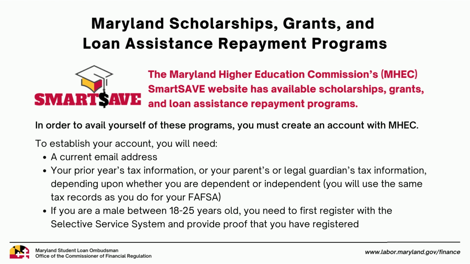If you are a male between 18 and 25 years old, you will need to provide proof that you have registered with the Selective Service System. Links for Maryland's Smart Save website are at the end of this module.